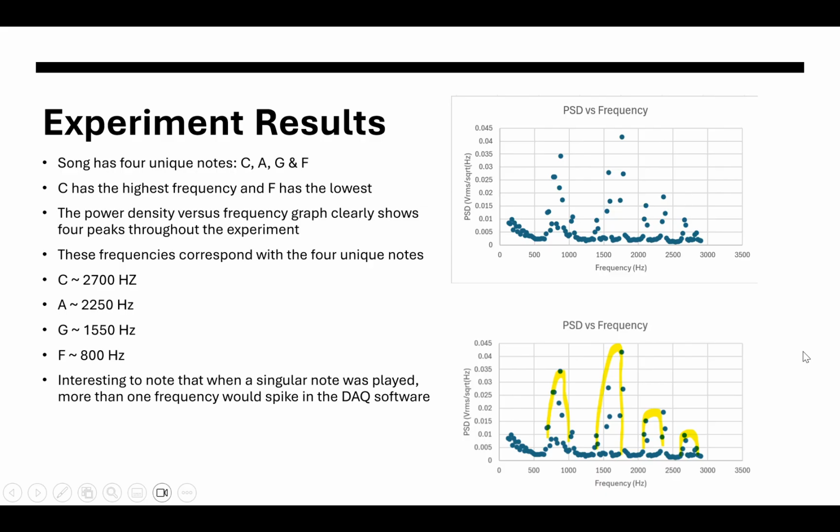For my experiment results, the song has 4 unique notes: C, A, G, and F. C has the highest frequency, and F has the lowest. The power density versus frequency graph clearly shows 4 peaks throughout the experiment, and you can see that on the right. The graph below is highlighted to show the distinct peaks. These frequencies correspond with the 4 unique notes. C was around 2700 Hz, A was around 2250 Hz, G was around 1550 Hz, and F was around 800 Hz.